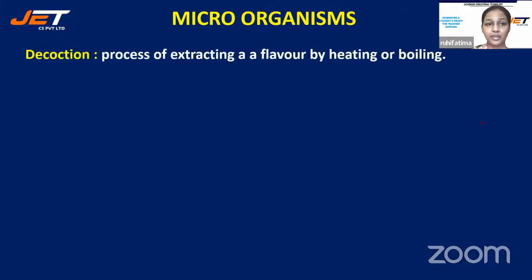Okay. Decoction. Decoction means the process of extracting a flavor by heating or boiling. A very good example of this, students, is tea leaves. When you boil the tea leaves in water, you extract the flavor, right? So that process is decoction. Similarly, we boil a few microorganisms also for their flavoring content, because there are many microorganisms which are helpful in our daily lives also.